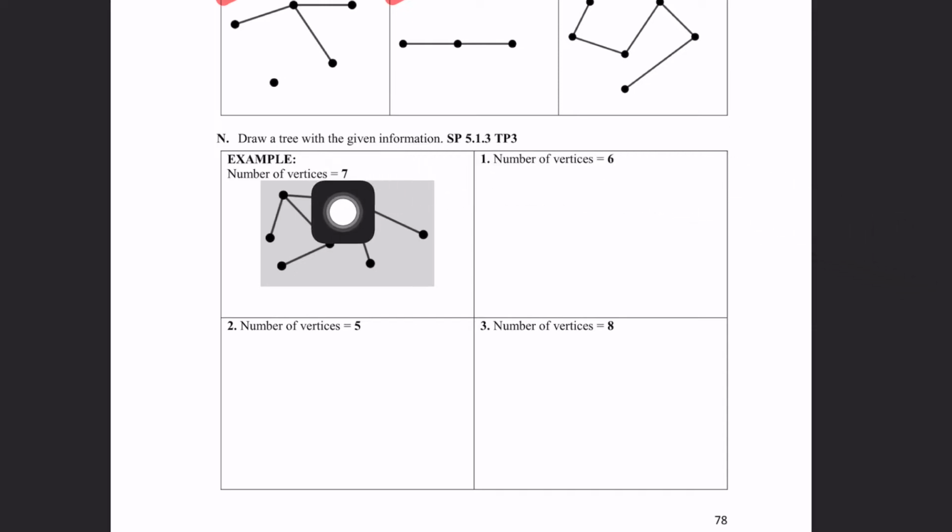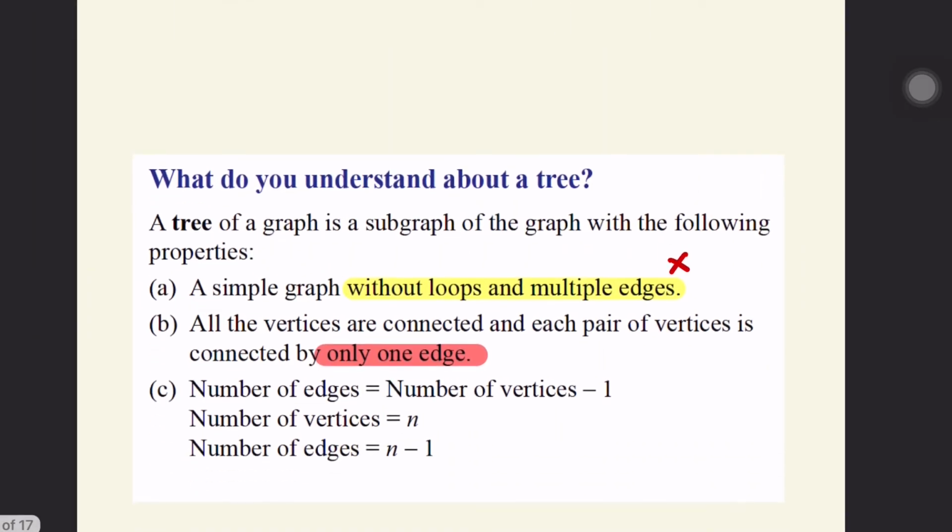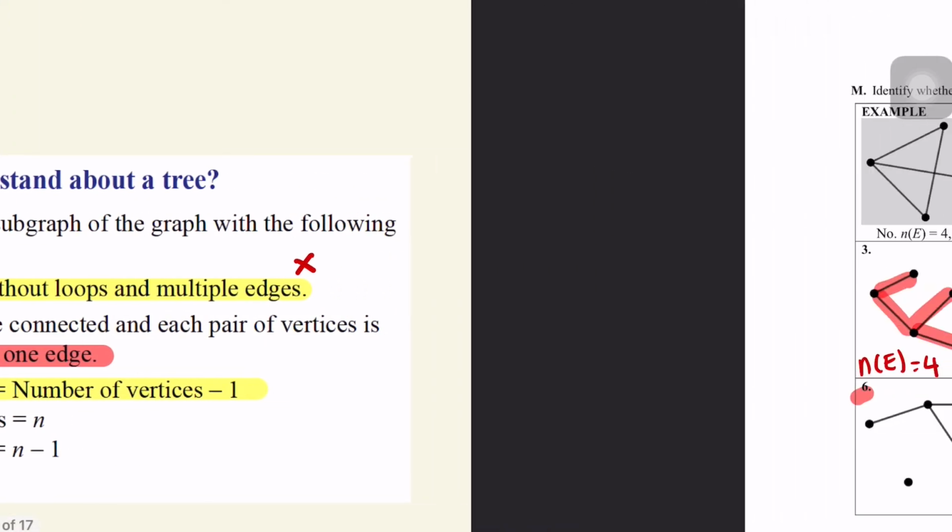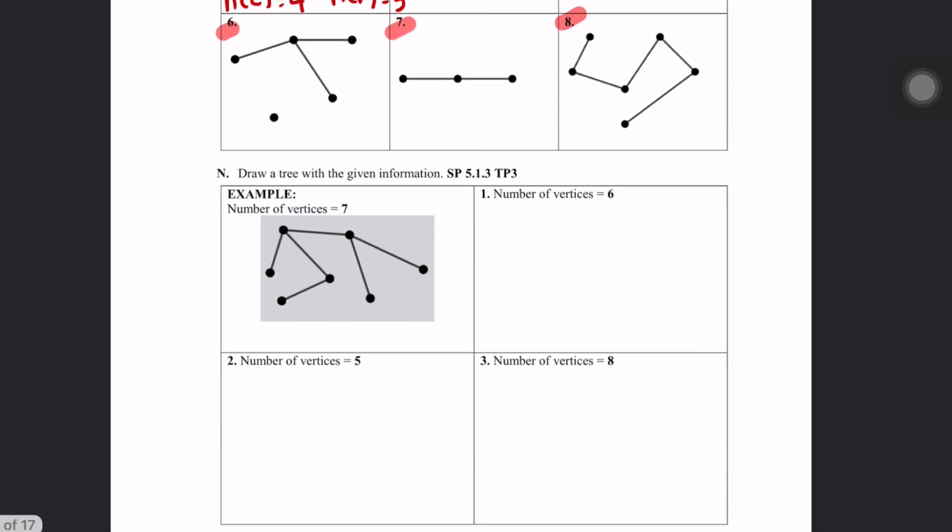So di sini dia dah bagi number of vertices 7. Okay. So kita tahu macam tadi kan, number of vertices, kita tengok balik dia punya syarat di sini. Number of edges is equals to number of vertices minus 1. Kita mesti follow syarat tu. Okay. So kita check di sini. Number of vertices kita ada 7. So number of edge kita berapa? 1, 2, 3, 4, 5, 6. Okay, betul lah kan? V minus 1 dapat 6.